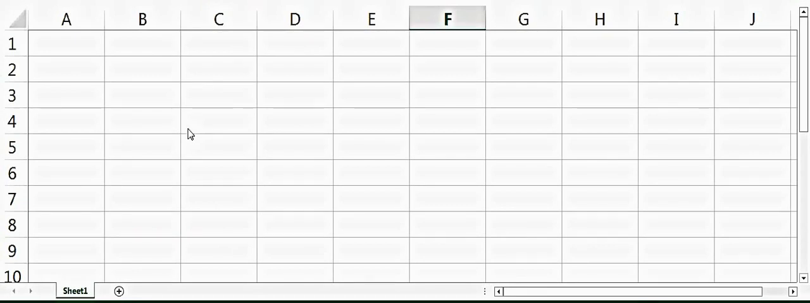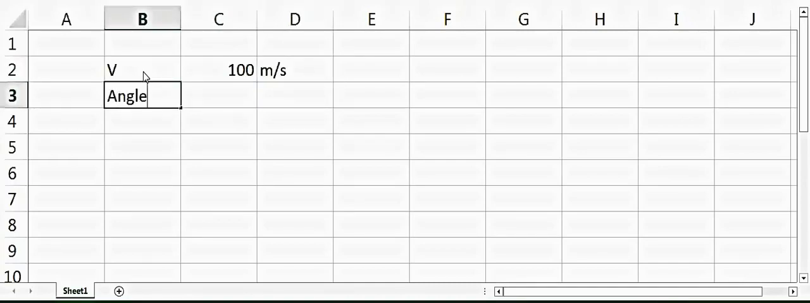Hi everyone, in this small video tutorial we will talk about how to simulate a projectile motion using an Excel sheet. So let's assume that we are throwing a ball in the air at the velocity of 100 meters per second, and the angle of the throw is, suppose, 60 degrees.